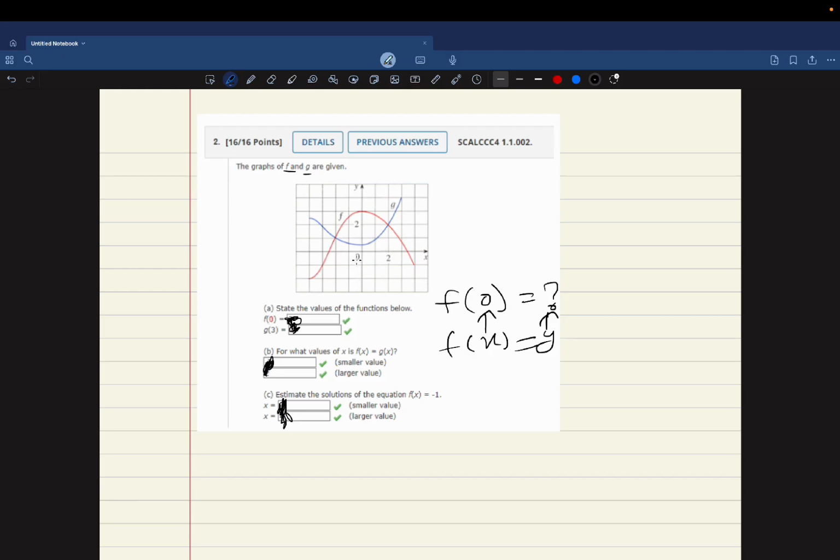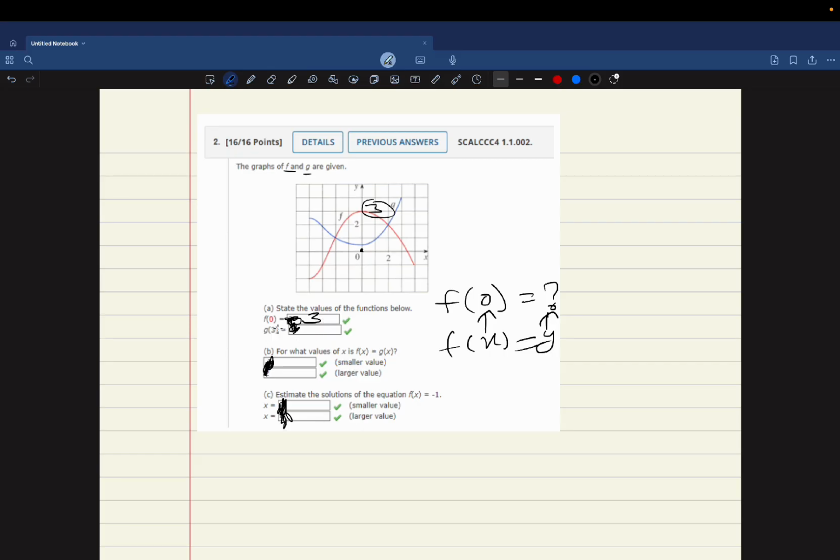So for function f, let's only look at the red graph. Now let's put the value of x as 0, which is this. Now the value of y will be 3, right? So the value of y will be 3.